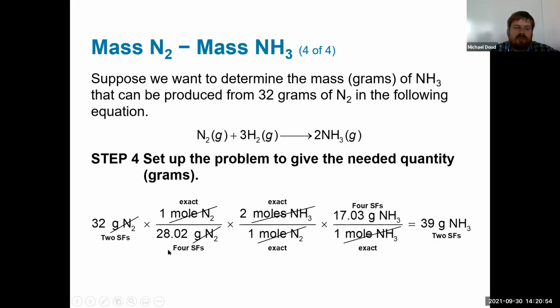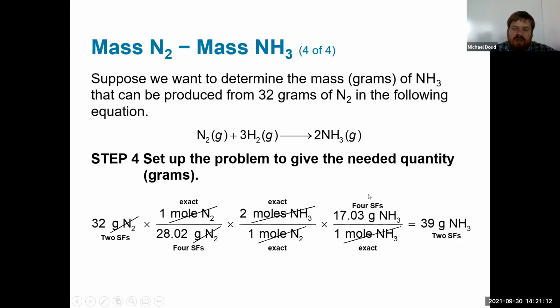Now we're ready to set up our problem. So we start from 32 grams of nitrogen. There's 1 mole of nitrogen per 28.02 grams of nitrogen. Grams of nitrogen cancel out. Next up, our mole ratio. Well, there's 2 moles of ammonia that are produced for every 1 mole of nitrogen. Moles of nitrogen cancel out.